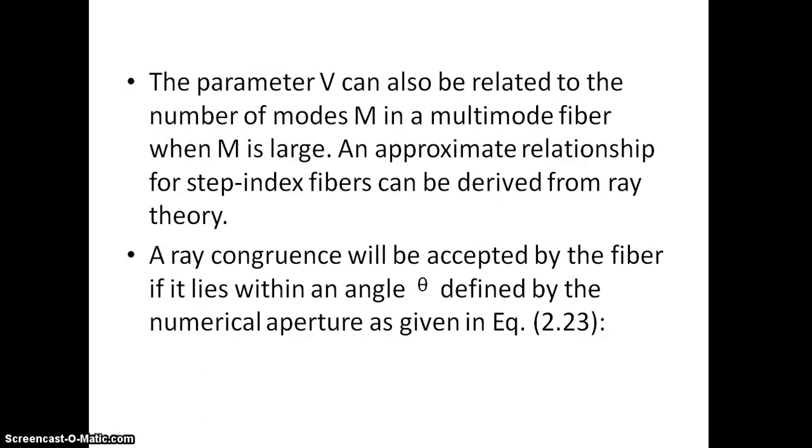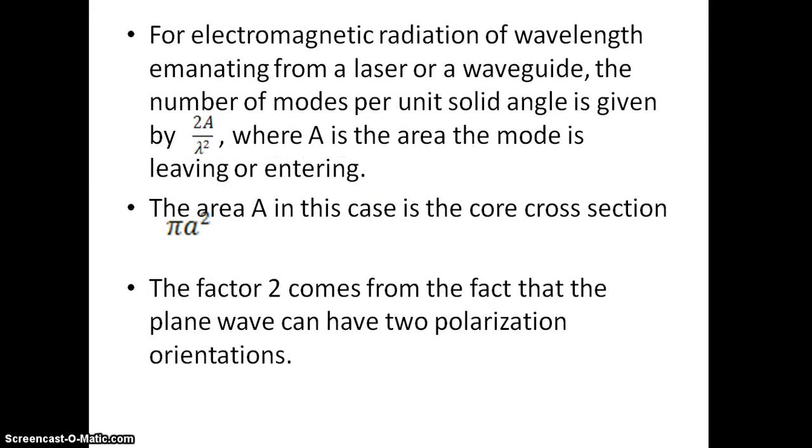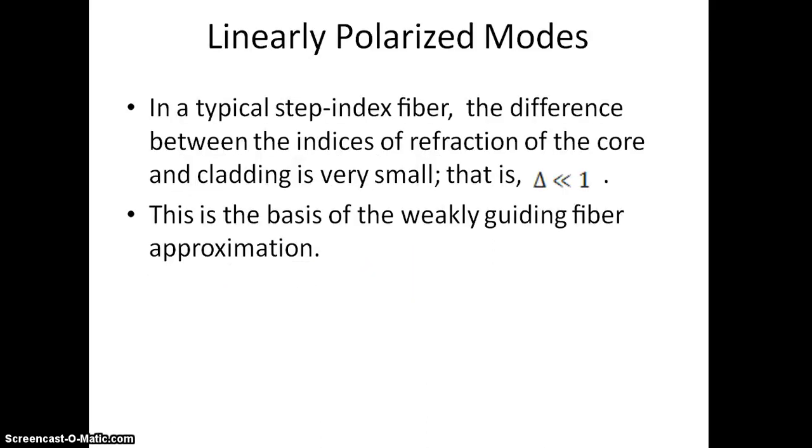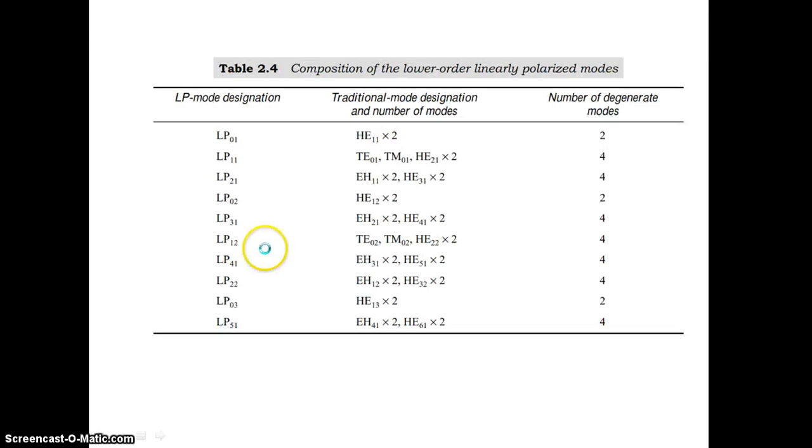Okay, the parameter V will be related to the number of modes. So these are the formulas which you have seen. Linearly polarized modes, LP modes. So how is an LP mode derived? It is derived from HE(V+1, m) and EH(V-1, m). So these modes are degenerate. Okay, so how is it derived? Let us look at this table.